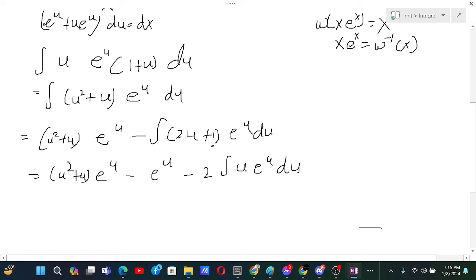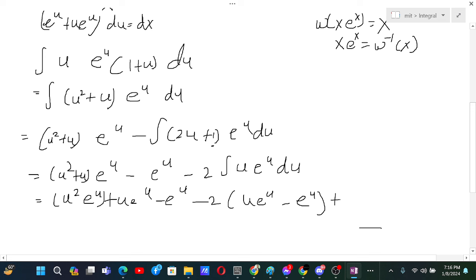Now we can again integrate this using integration by parts: u squared e to the power u plus u e to the power u minus e to the power u, minus 2 times (u times e to the power u minus the integral of e to the power u, which is again e to the power u) plus c. So this is the answer, but we also need to change it back to the world of x. First of all, let's do some simplifications, and after that, we will go to the world of x again.